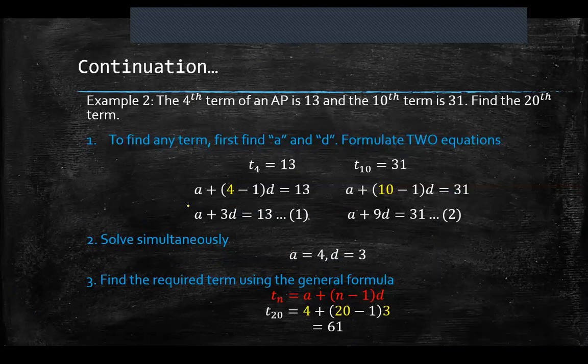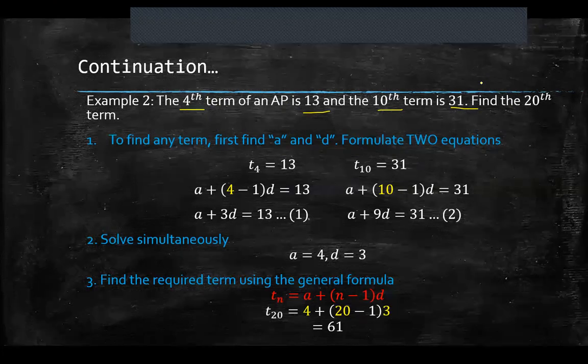So you might get a question like that, but you might also get a question like this. Example 2. The 4th term of an AP is 13. The 10th term is 31. And they want you to find the 20th term. If you get a question like this, 4th term is 13, 10th is 31.